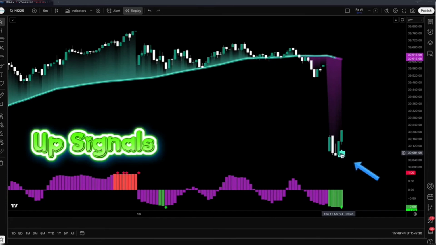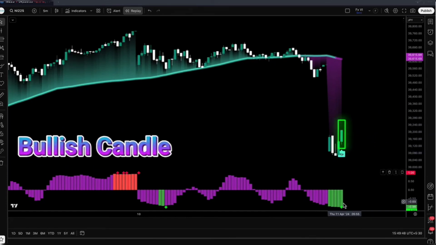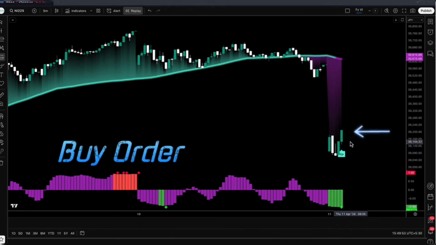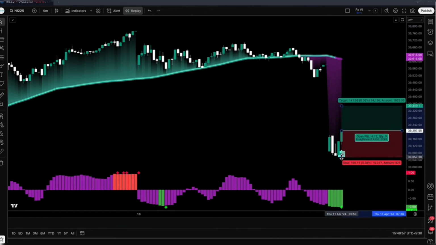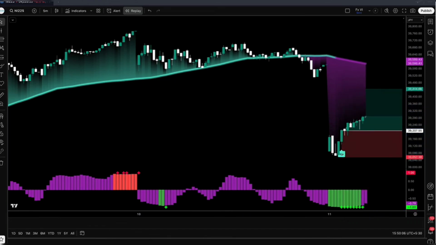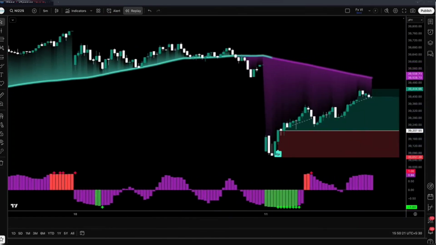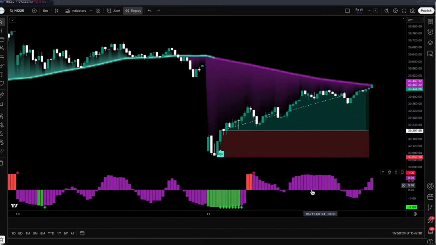The Z-score flow indicator has given us up signals. The market has made two bullish candles to give confirmation, and the histo bar of the trend correlation oscillator indicator is oversold. All these conditions are met, so we will place a buy order. Our stop loss will be placed at the current market's lower level, and the risk to reward ratio will be 1 to 1.5. The market has completely hit the target.